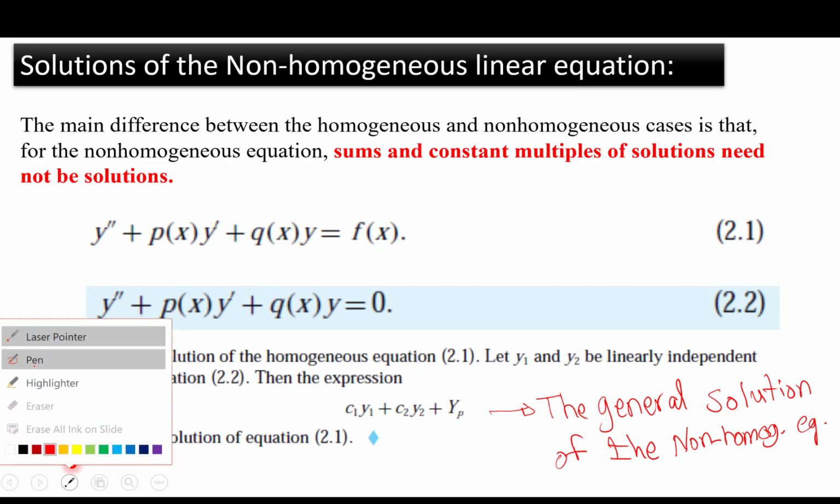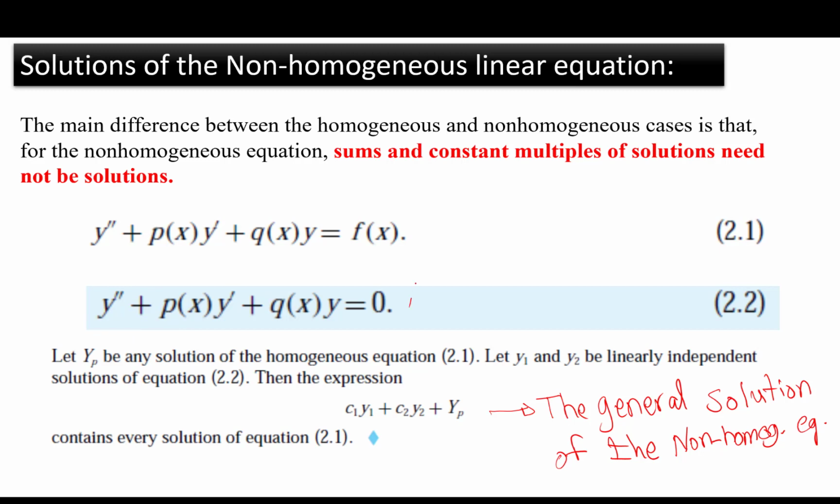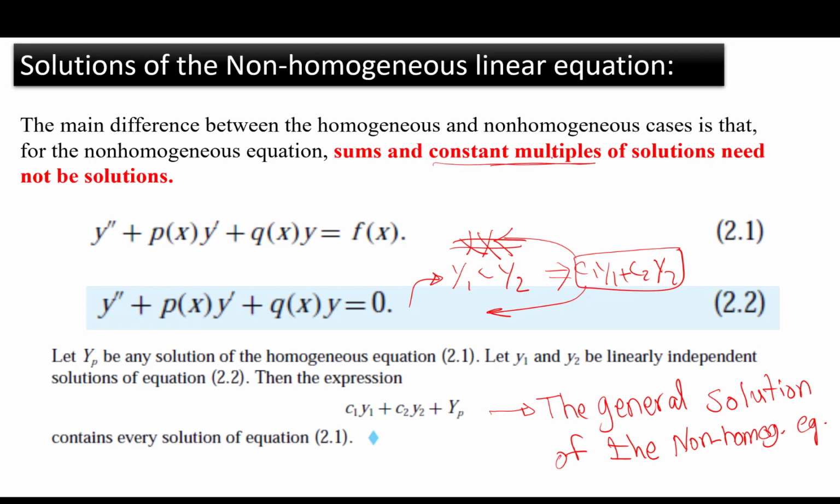We said here, let's assume that we have y1 and y2, which are the fundamental set of solutions. Then we said that our general solution is going to be c1y1 plus c2y2, right? This is for the homogeneous. For the non-homogeneous, this won't work for us. The constant multiples of the solutions need not be solutions. So we need to have a different strategy. So how can we find the general solution for the non-homogeneous?